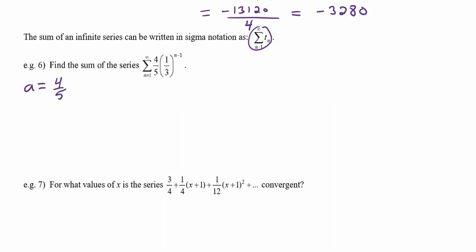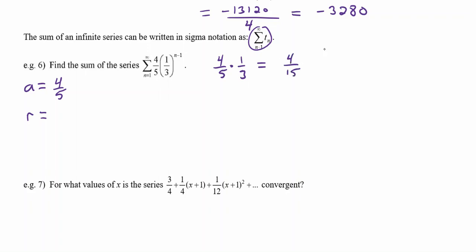And then let's say for this one, what about my r value? How do I figure this one out? Well, what do you guys think? So r, there's a couple ways to think about this. What's that? Put 2 in for n. Yeah, you could. So put 2 in for n. So what would that be? That would be 2 minus 1, that'd be 1, right? So then my second one would be 4 over 5 times 1 over 3, which would be equal to 4 over 15.